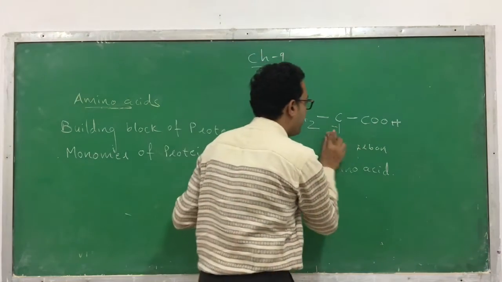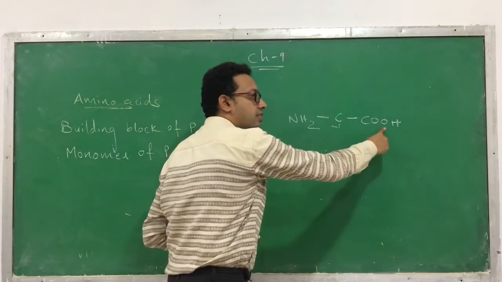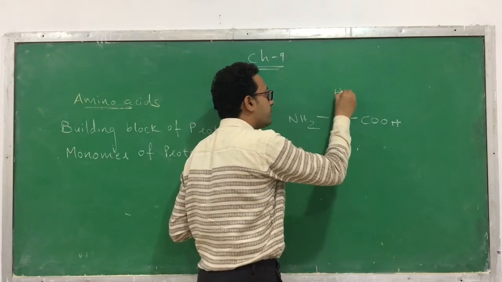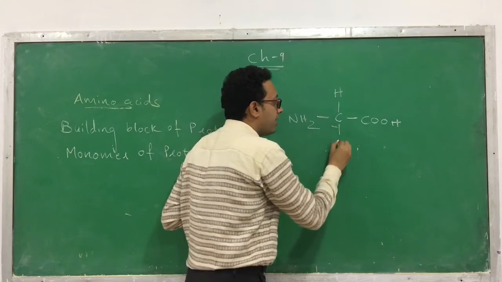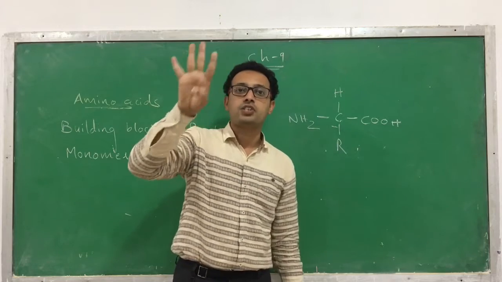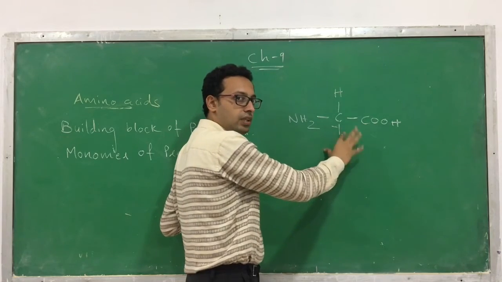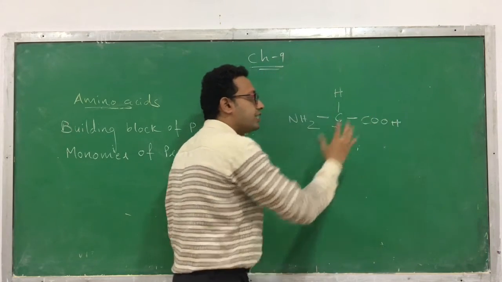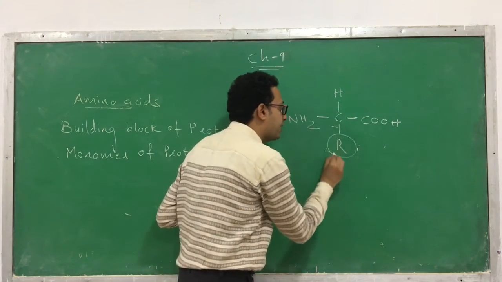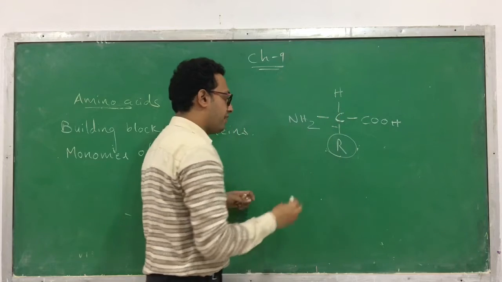Now let's see. You know that carbon has a valency of 4. On one side is NH2, on the other side COOH; two functional groups have been attached. The third is an H, and the fourth is R. Because carbon has a valency of 4, it can combine with 4 groups: 1, 2, 3 and 4. In all amino acids, NH2 and COOH are present, while R keeps on changing. But all of these are attached to only one carbon, the alpha carbon.